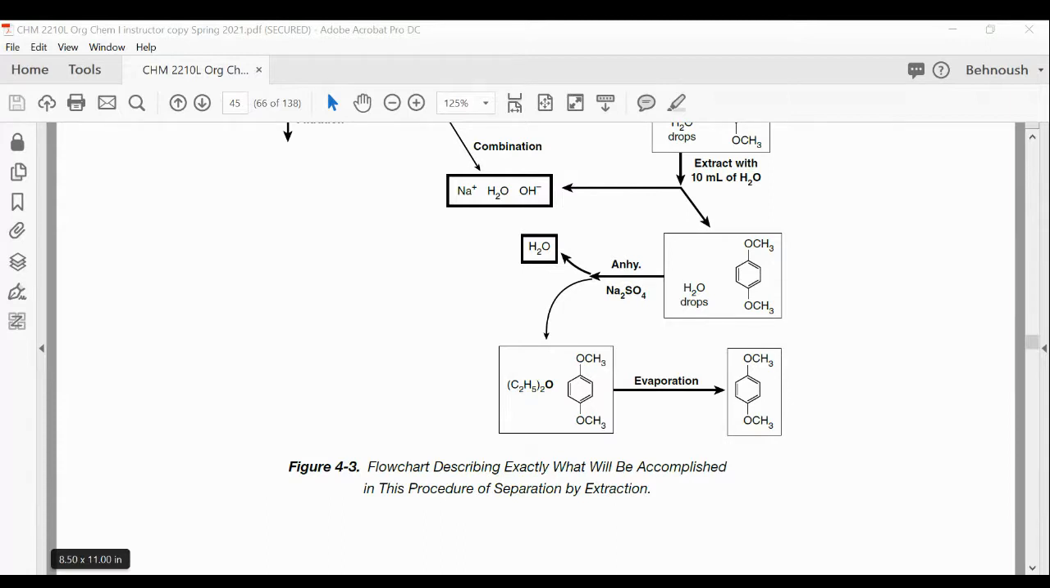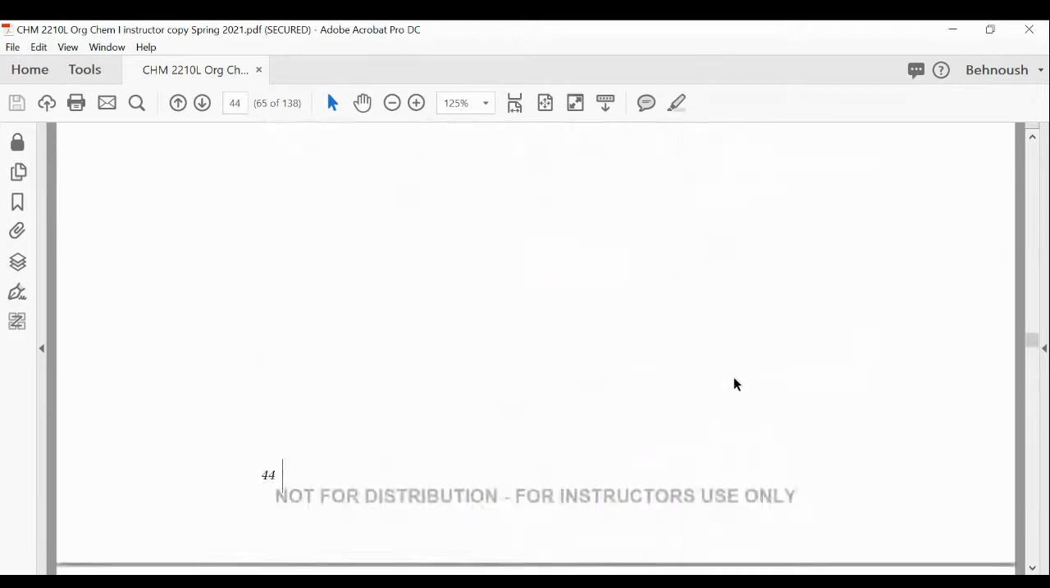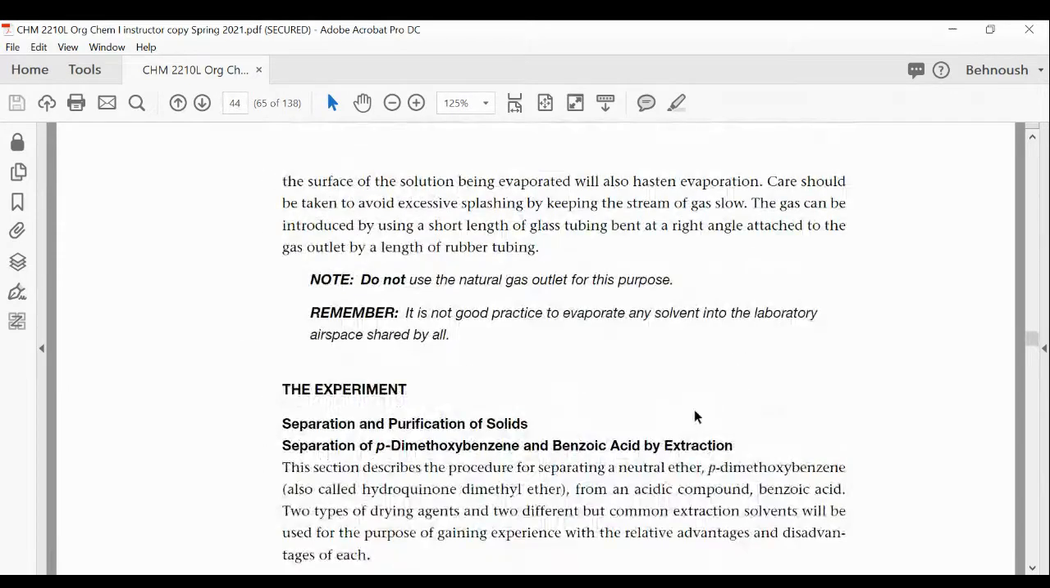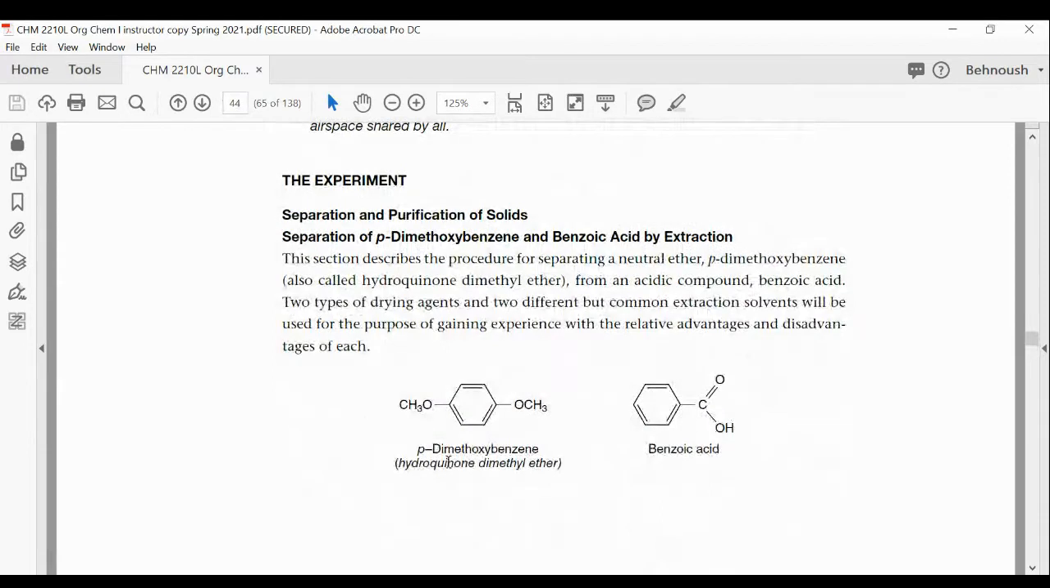Okay, perfect. So if you don't have questions, I'm just going to go to the procedure for the experiment. And in this experiment, we are using 2 compounds. One is dimethoxybenzene, which is our neutral compound, and we have the benzoic acid.